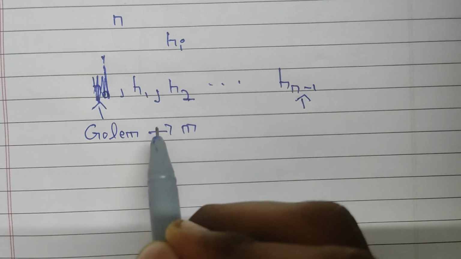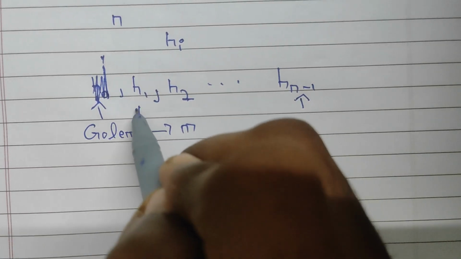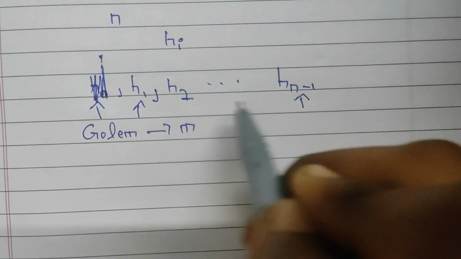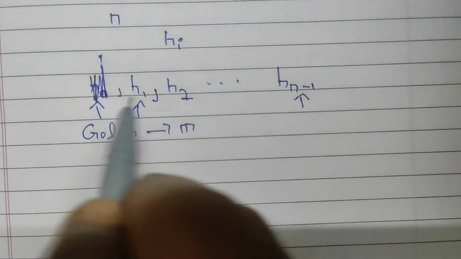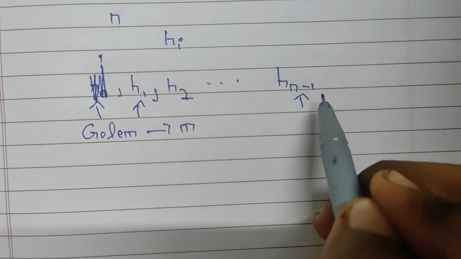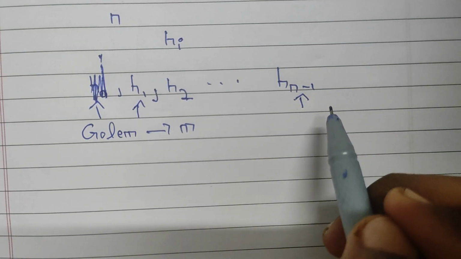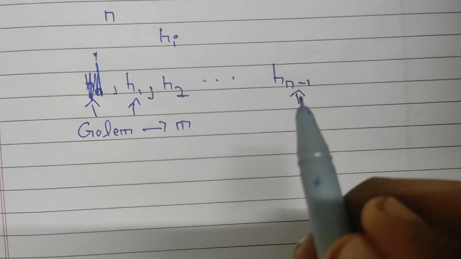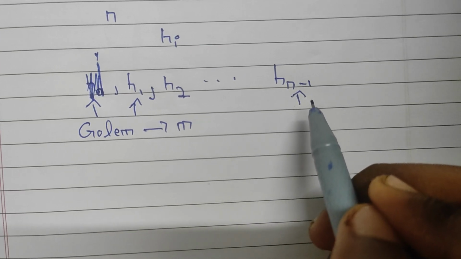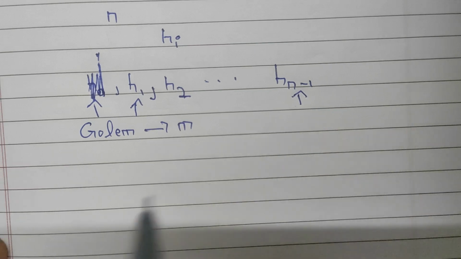Now the golem performs in this way. The golem will first attack this fortress, then this fortress, then this fortress, then this fortress, and so on. So the golem will alternatively attack the first and the last fortress, and in each attack the structural integrity of the fortress that it is attacking will reduce by 1.